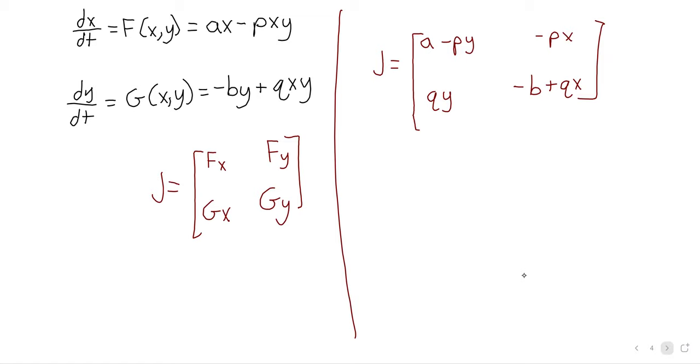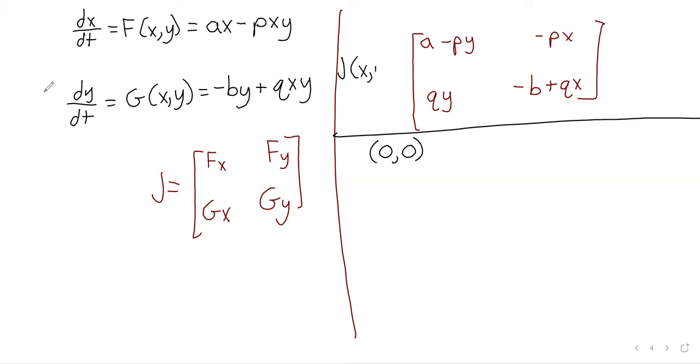So if we want to know what happens at extinction, for example, at 0, 0, we plug that into the Jacobian. I haven't used function notation here, but the Jacobian has an x and a y value. The Jacobian is a function, essentially, a matrix of functions. So we plug in 0, 0, and what happens? We get a, 0, 0, negative b.